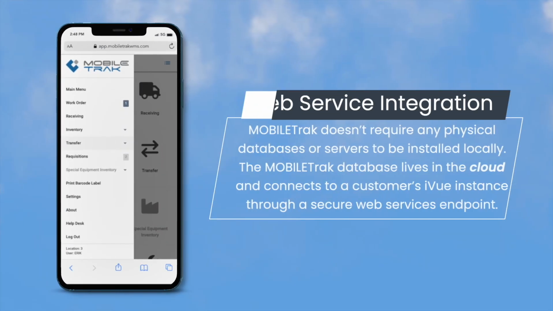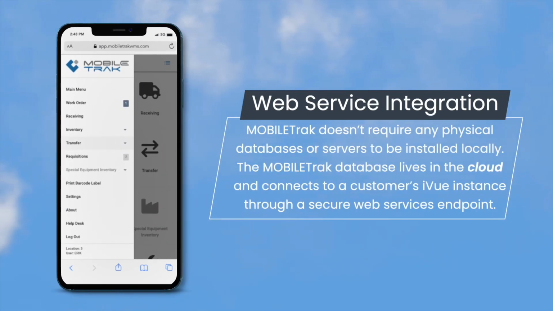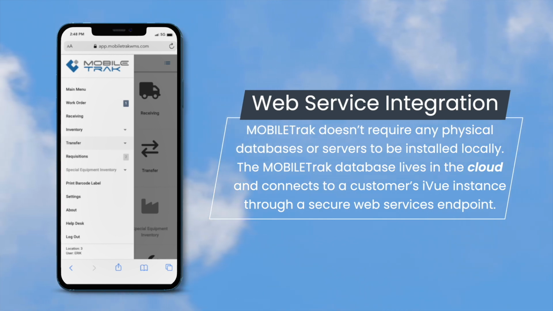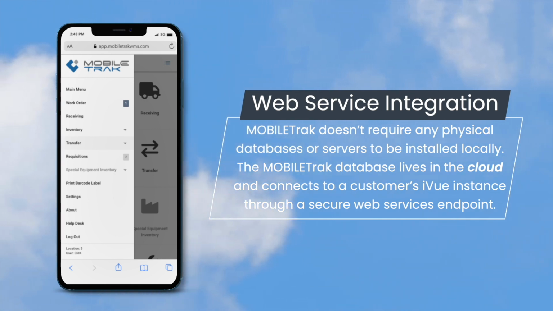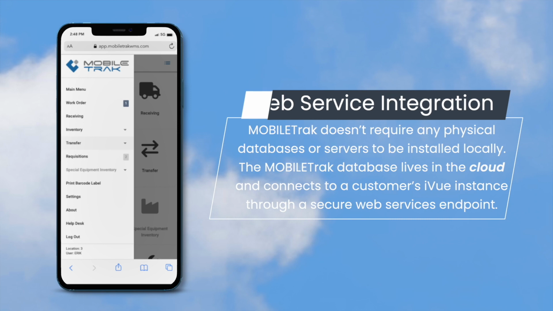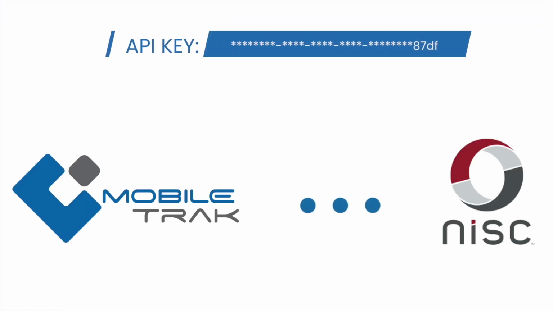MOBILETrak Web Service Integration. MOBILETrak is a smart web page. It doesn't require any physical databases or servers to be installed locally. The MOBILETrak database lives in the cloud and connects to a customer's iVue instance through a secure web services endpoint. API key. Every new MOBILETrak customer who provides a secure web services endpoint receives a unique API key.